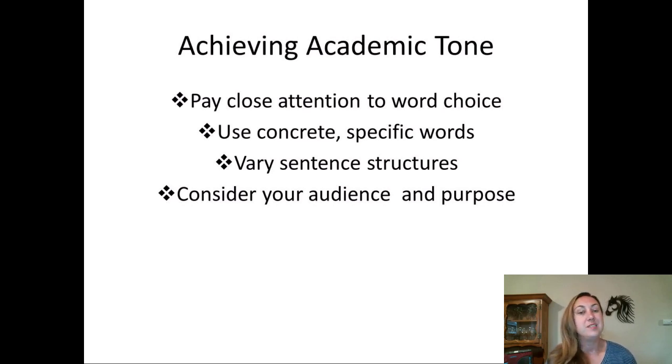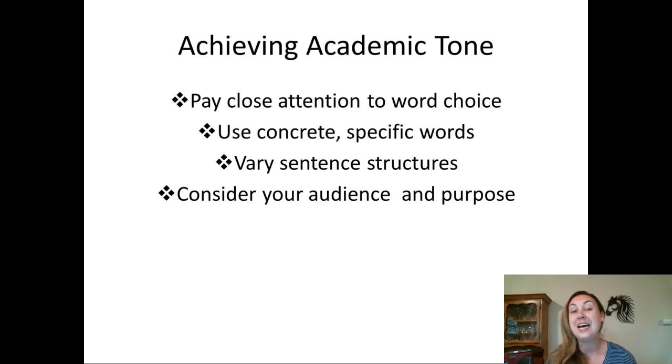Now, this does depend on your audience and purpose, right? Every piece of writing you do in college is written to an audience. Sometimes that audience may genuinely be your instructor. Sometimes it's an academic audience. In other words, other peers, people at the college, or people who have had college education.